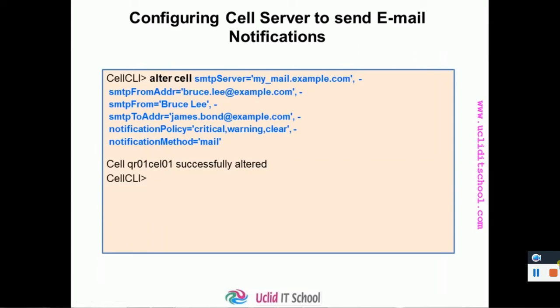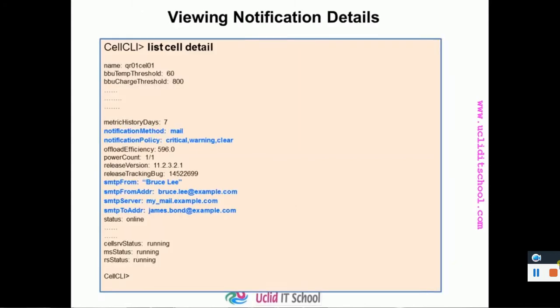So this is how you configure email settings. Once you configure email settings, you can list them. Your list cell detail command will show you your email related settings in the output.